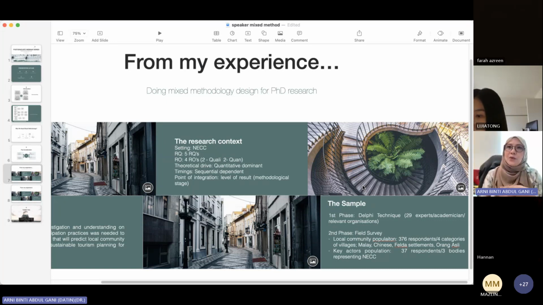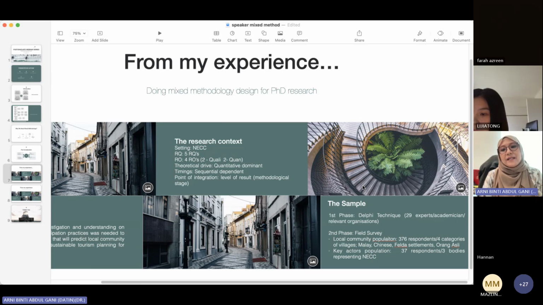So I have to go not only to NECC, because my research was about the local community. Not NECC per se, but the areas surrounding it. I go, I think, up to 10 to 15 kilos, maybe up to 20 kilos, to all the villages surrounding NECC. So it was a local community population, and after that we go through the sampling techniques and so on.